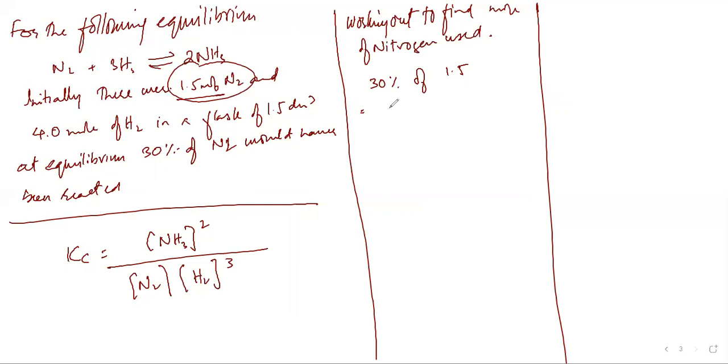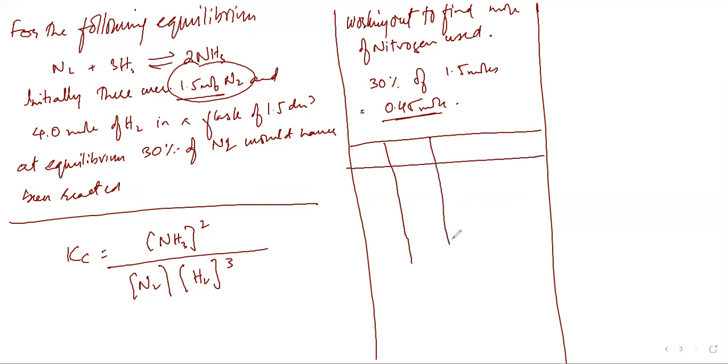It should be 0.45 moles. So they would have been reacted. So let me make an ICE table, and I have to do a lot more calculation for this.